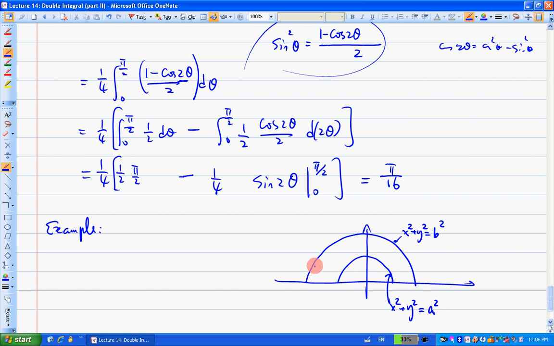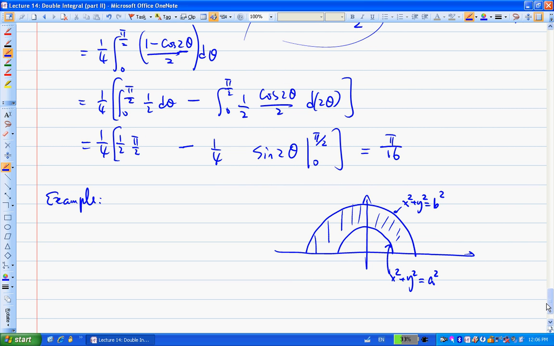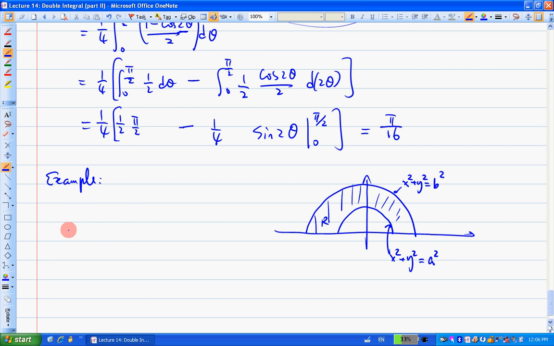Okay, so I have this region R here. Okay, it's a half donut. So I'm going to find, what do I find? I'm trying to find this double integral.